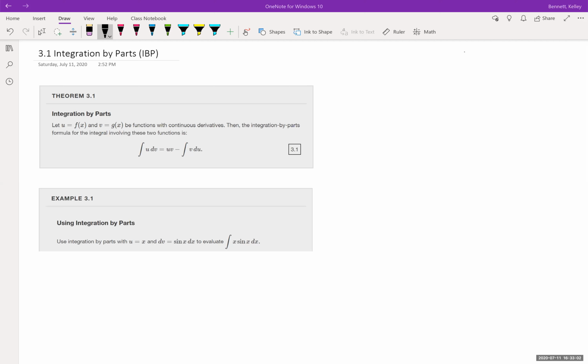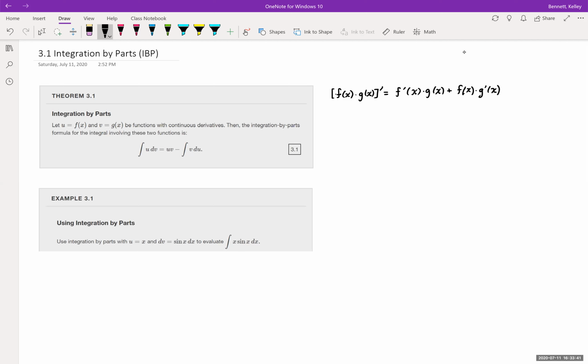So if we think really quickly about our Calculus 1 days, if we wanted to differentiate the product of two functions, so let's say we wanted to take f of x times g of x, its derivative would be f prime of x times g of x plus f of x times g prime of x.